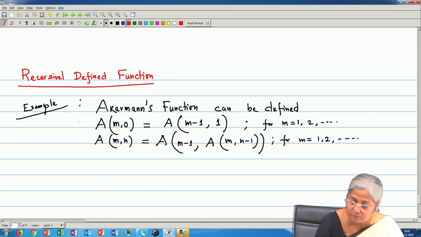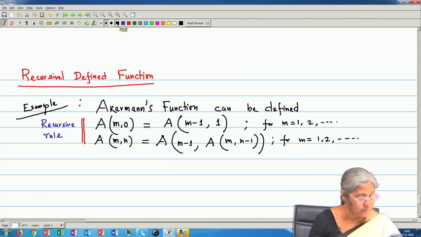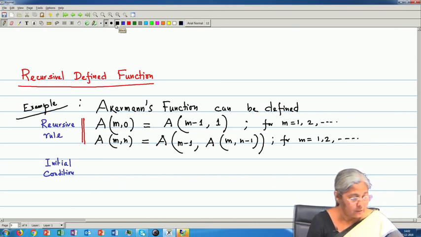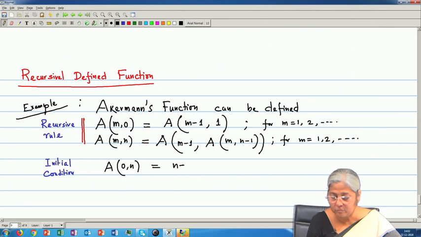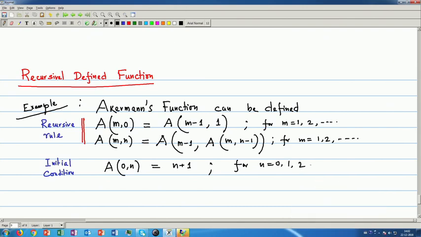Together these two steps are my recursive rule, and the initial values, the initial condition, is A(0, n) equal to n plus 1, and this is for n equal to 0, 1, 2 like that.